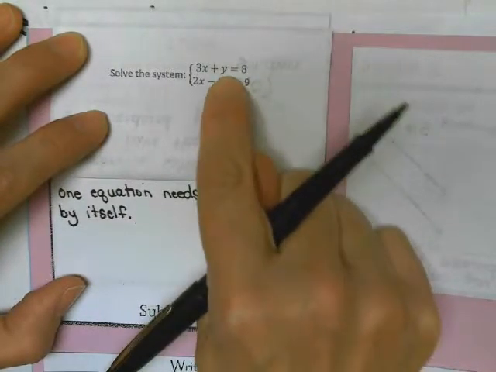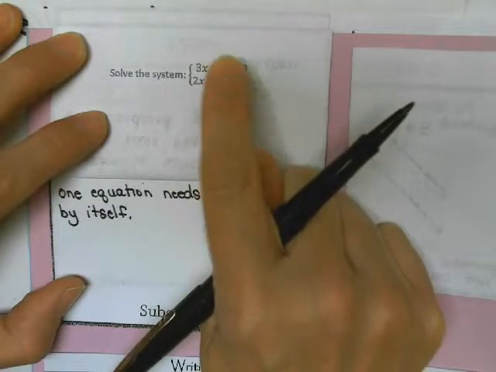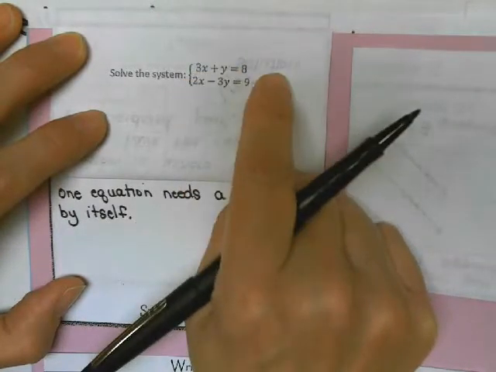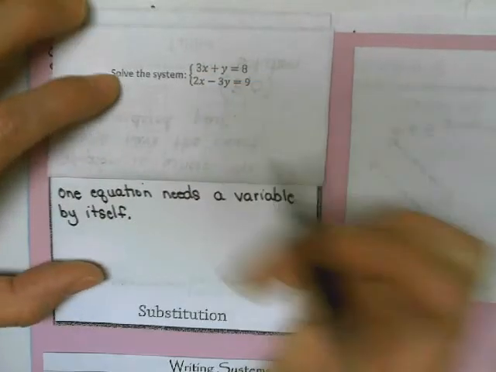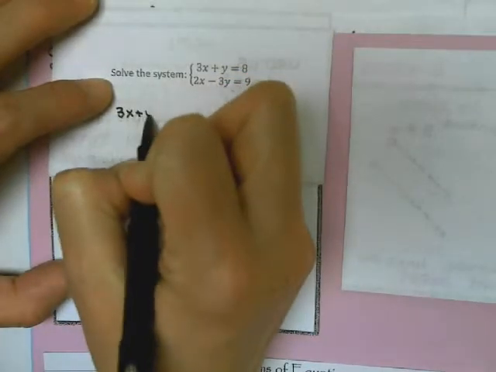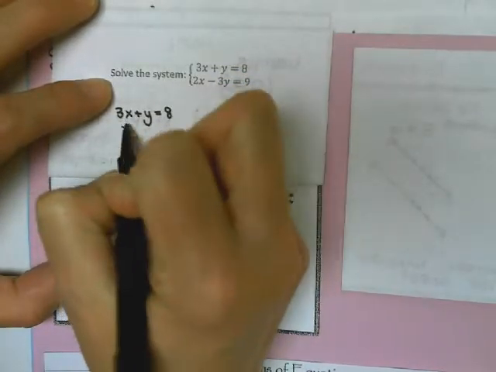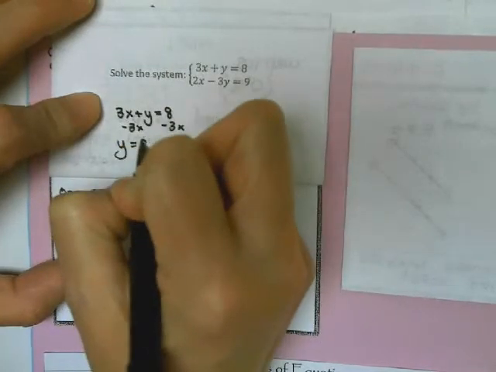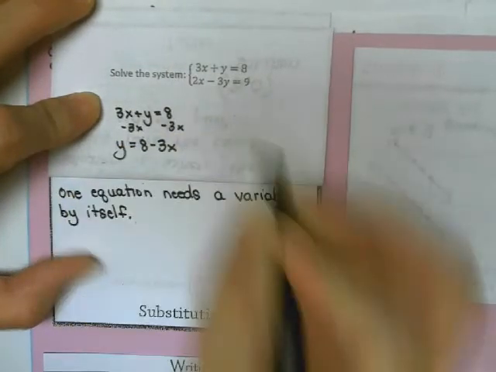So if I look at this first one, there's no coefficient with the y. So getting y by itself right here is going to be as easy as just moving the 3x to the other side. So 3x plus y equals 8. I'm going to move that 3x over. So y is equal to 8 minus 3x.